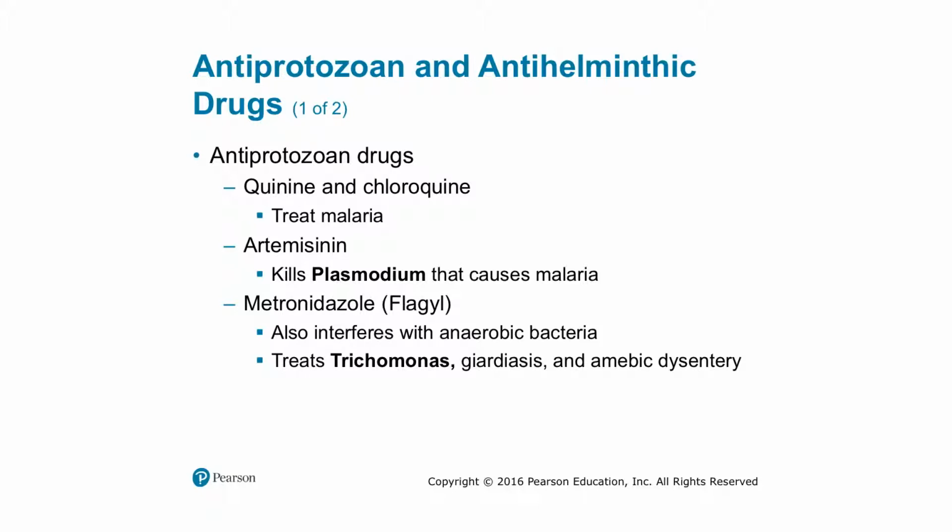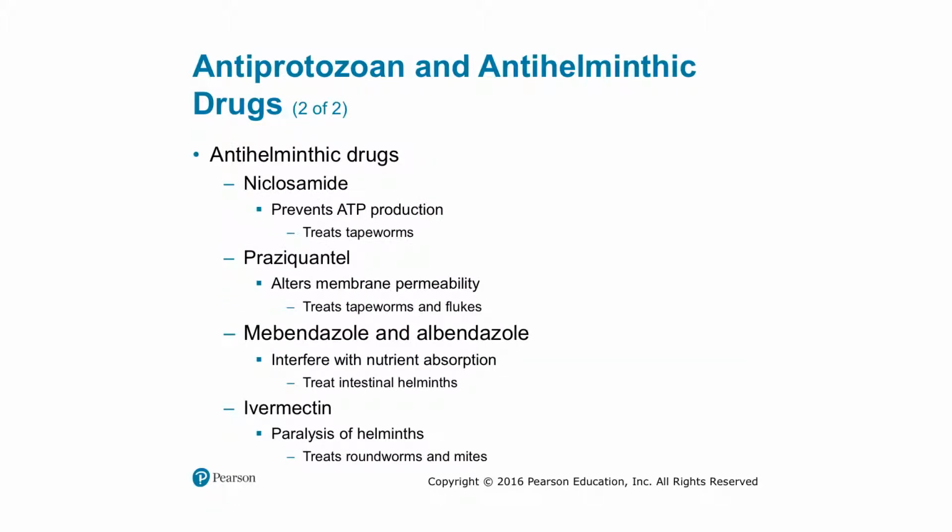Antiprotozoan and antihelminthic drugs: quinine and chloroquine treat malaria. Artemisinin kills Plasmodium that causes malaria. Metronidazole or Flagyl interferes with anaerobic bacteria as well as Trichomonas, giardiasis, and amoebic dysentery. Antihelminthic drugs: niclosamide is going to treat tapeworms. Praziquantel is going to treat tapeworms and flukes.